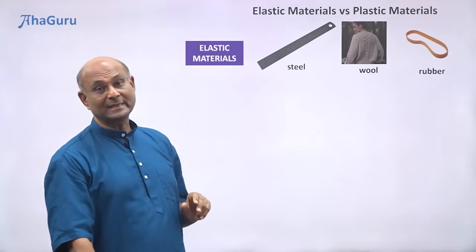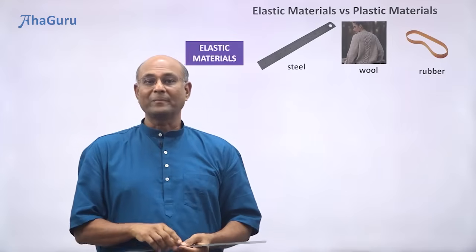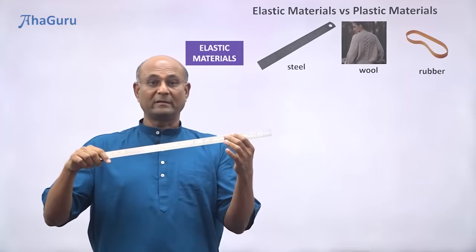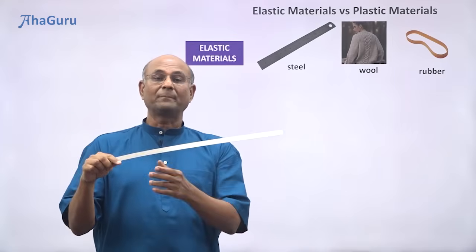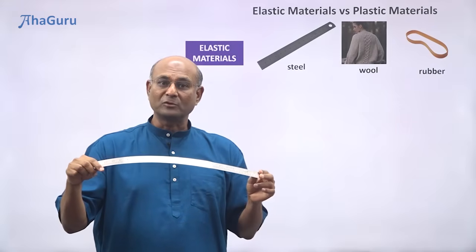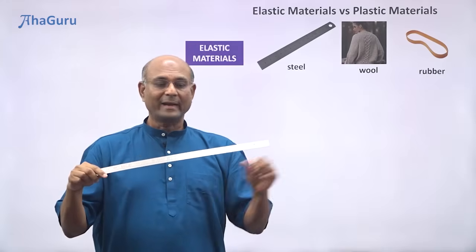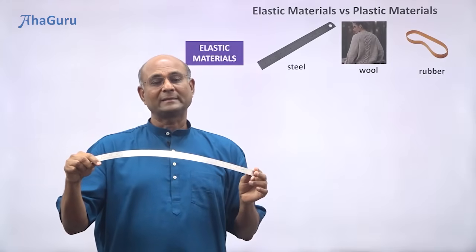And here is another example, steel. Usually, people don't think of steel as being elastic, but steel is definitely elastic. For example, if I have this steel scale and I exert a deforming force, you can see that it's getting bent. And when I release it, what happens? It goes back, right? I pull, it is getting bent.